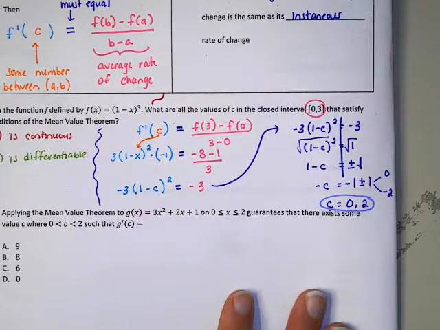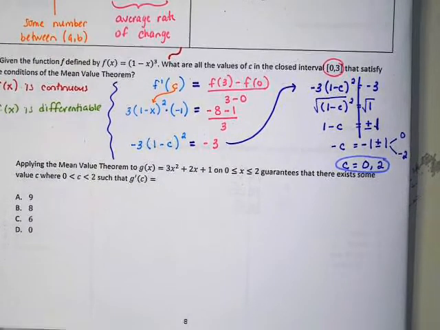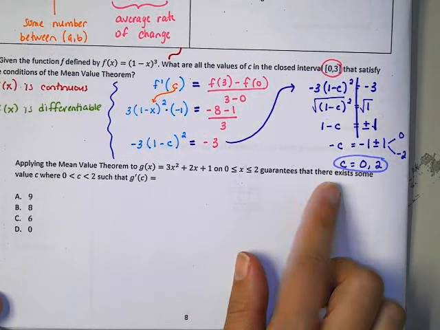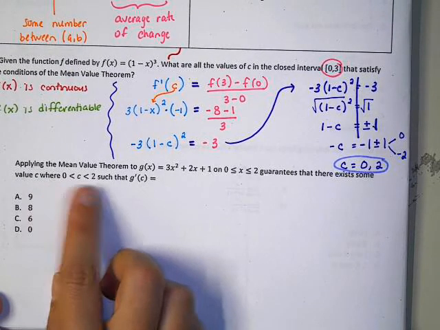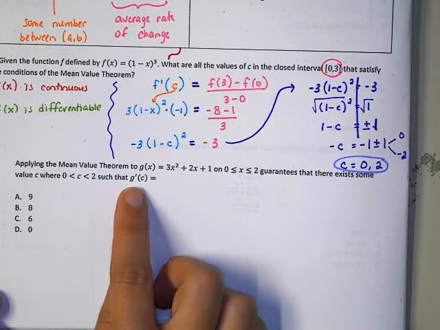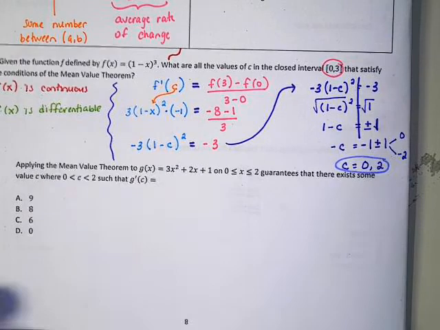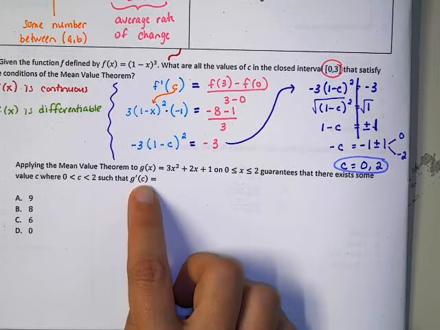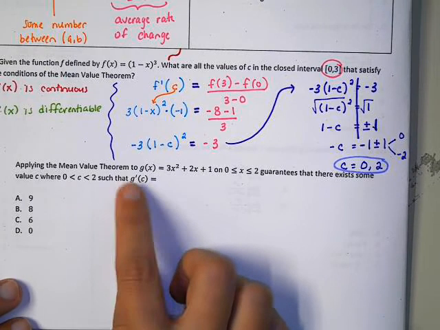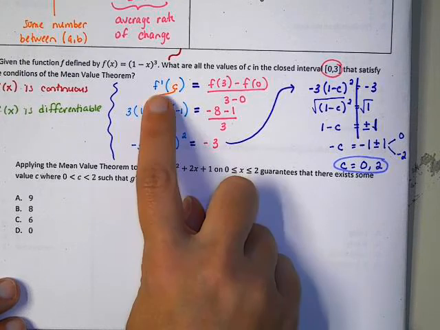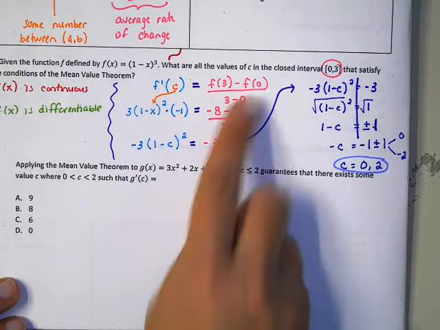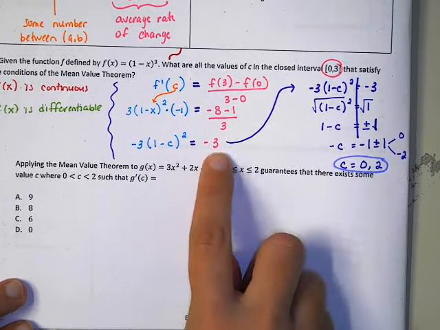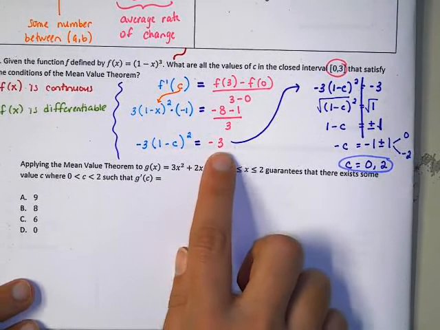All right, let's take a look at another question. The next question says, applying the mean value theorem here between 0 and 2 guarantees that there exists some value c, where c is between 0 and 2, such that g prime of c equals. Now, what they're asking in this question is, instead of finding this c, what would my slope have to equal? You'll notice here my derivative slope had to equal negative 3, because that was my instantaneous slope, which had to equal my average slope.